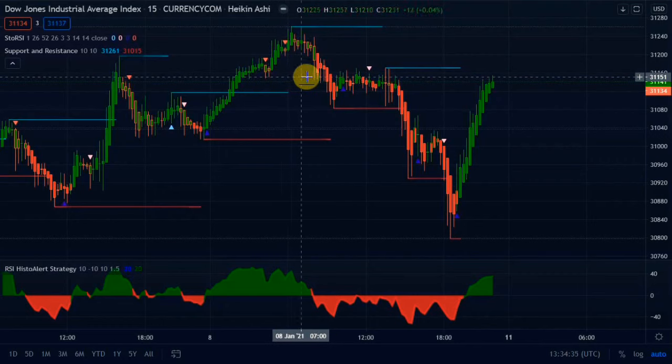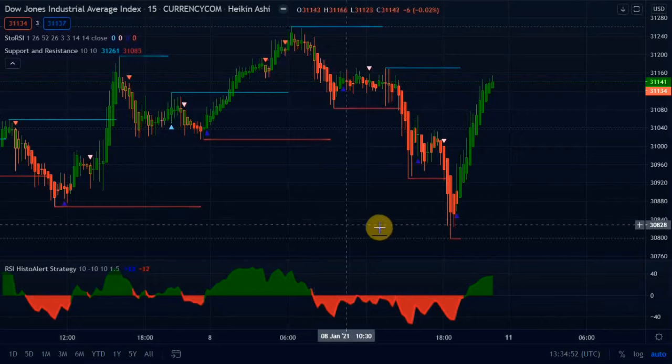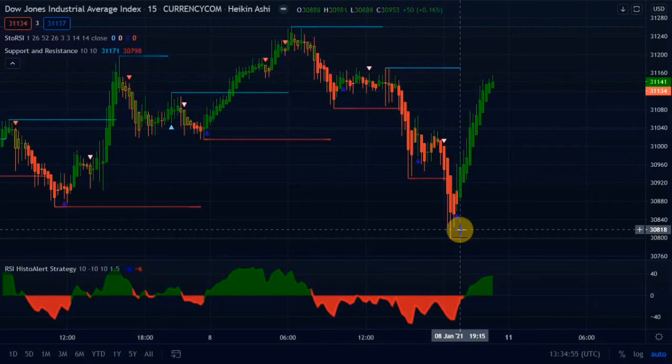Whenever you see that your RSI has turned red, you can see it turn red around here, and around here, then you will enter that particular sell trade. You put your stop loss at the recent support level, then you watch your market run. As you can see, we have a lot of opportunities here. This is another opportunity right here.